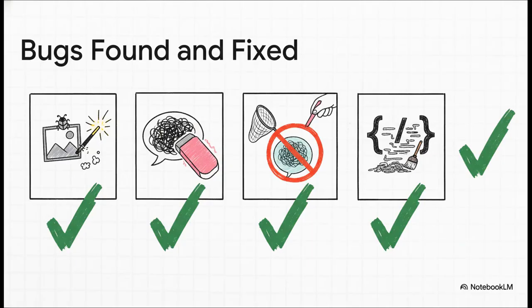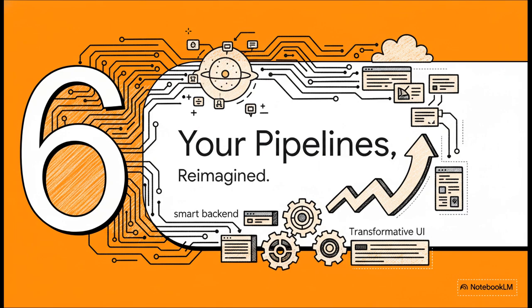The update also comes with a really solid list of bug fixes. They tackled some key pain points, like making sure local images load correctly in app mode, fixing some annoying UI bugs in chat, and even solving these tricky file sync issues that were creating phantom nodes. It all just adds up to a much more stable and polished experience. So when you put it all together, the transformative UI, the smart backend that powers it, and all the platform-wide improvements, you really start to see how this changes everything. It's a fundamental shift in what a pipeline can even be.